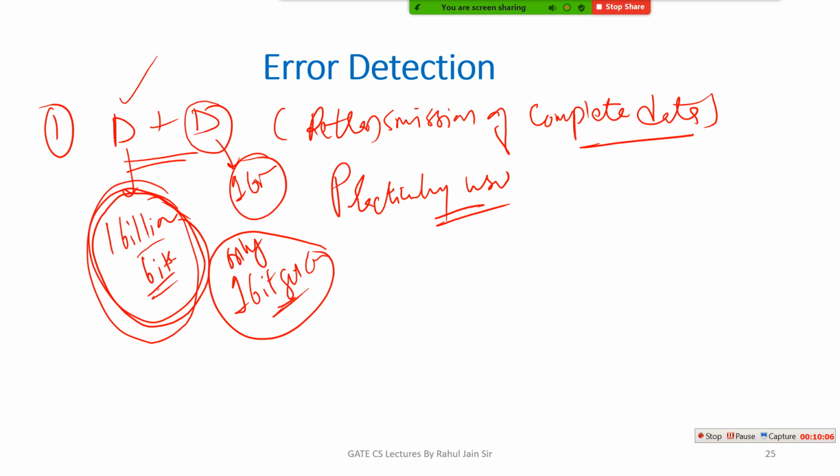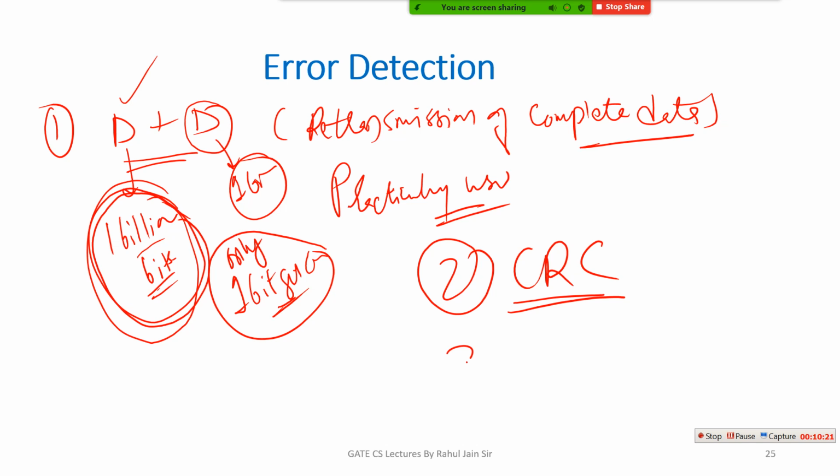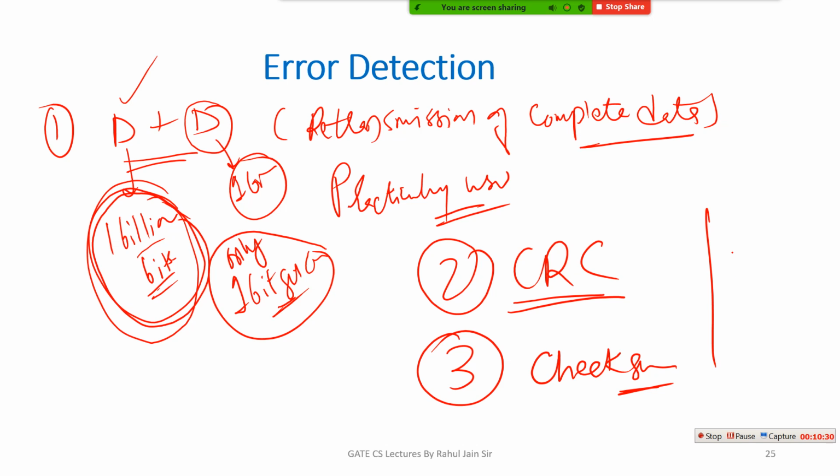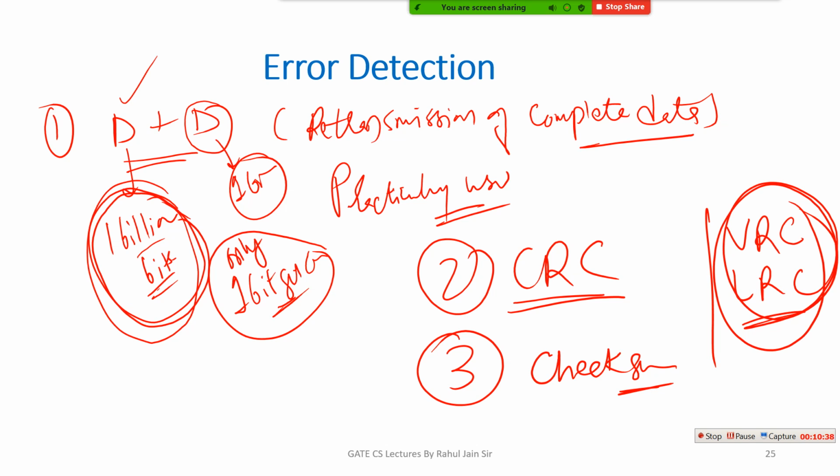Then what will we do? We can do CRC, that is cyclic redundancy check. We are going to cover this topic in great detail with all the important questions that you may face in your GATE exam. The next solution is checksum. There are two more solutions, VRC, vertical redundancy check, and LRC, longitudinal redundancy check. But VRC and LRC are basically completely theoretical. No logic is there, just theory. I will share the screenshots of VRC and LRC with you in our WhatsApp group.